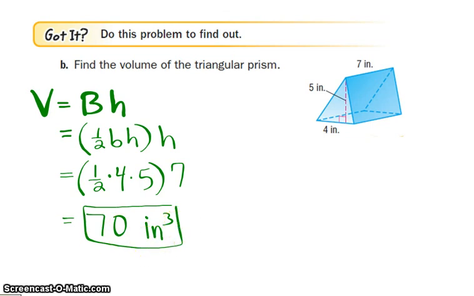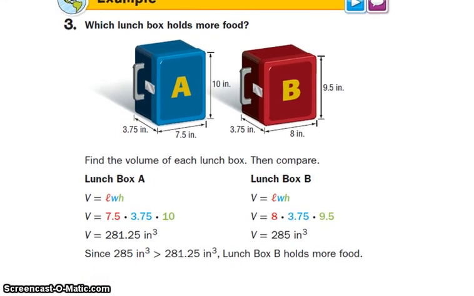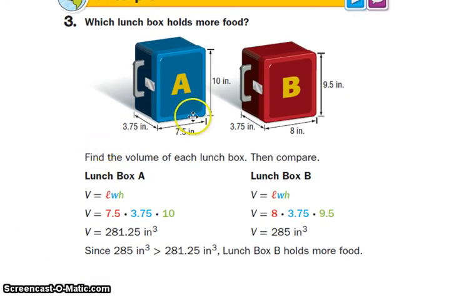They have one last example in here. It says which lunchbox holds more food? Well, when dealing with volume, you're talking about how much something holds, how much space it takes up. So all you have to do is find the volume of each box and compare it. Lunchbox A, you take 7.5 times 3.5 times 10, and you get 281.25 inches cubed. Lunchbox B, 8 times 3.75 times 9.5, 285 inches cubed. So lunchbox B actually holds more food.